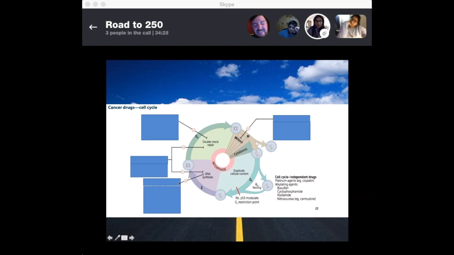Then we have drugs that inhibit DNA synthesis. These are known as the antimetabolites. Does anybody name any of these? There's quite a few of them. 5-FU, 6-MP. Yeah, exactly. So these are going to be, like you said, 5-FU, 6-MP, methotrexate, hydroxyurea, cytarabine, also known as Ara-C, cladribine, and azathioprine.